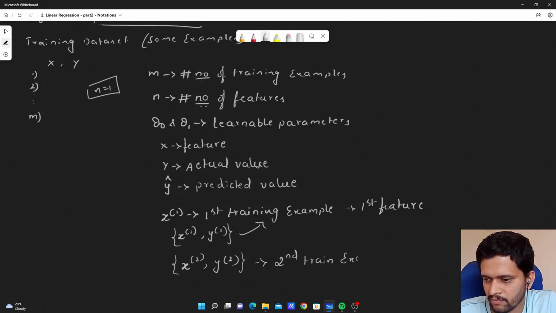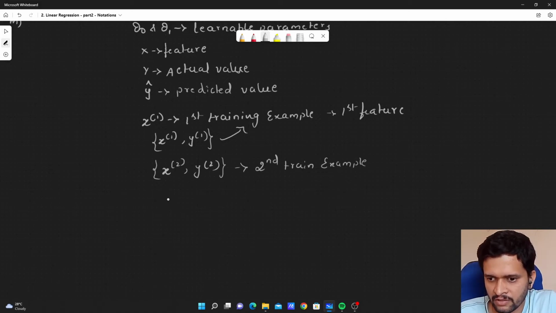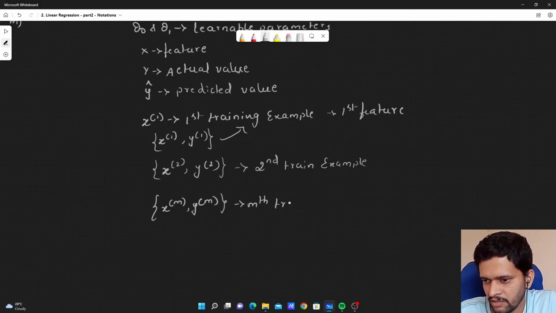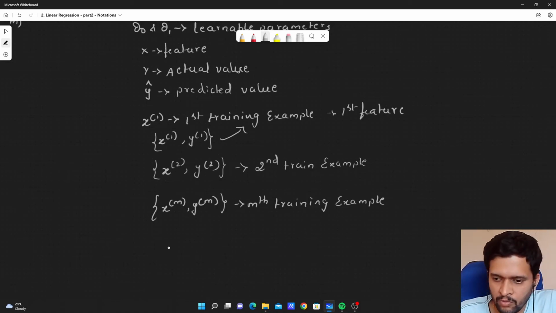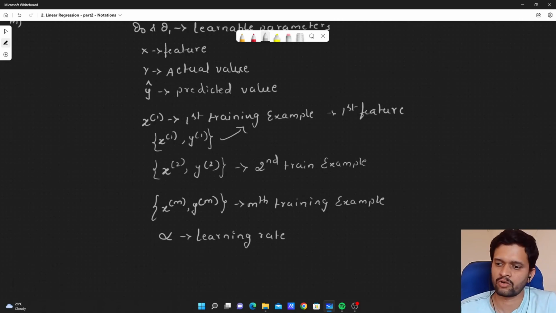Okay, so like this we have m training examples. So we will be having xm comma ym as our mth training example. Okay, training example. Okay, now there is something called as alpha. This is called as learning rate. Okay, learning rate. I will talk about this when I am talking about gradient descent algorithm. Okay, just remember alpha as a learning rate.